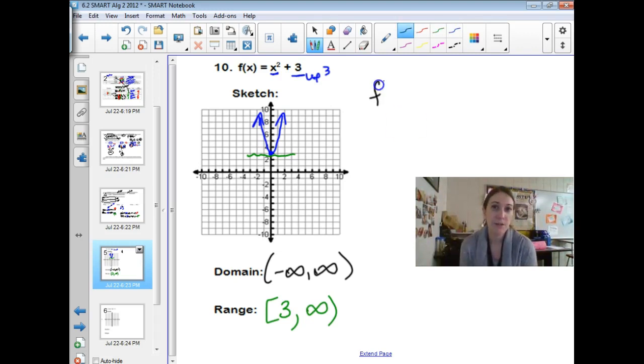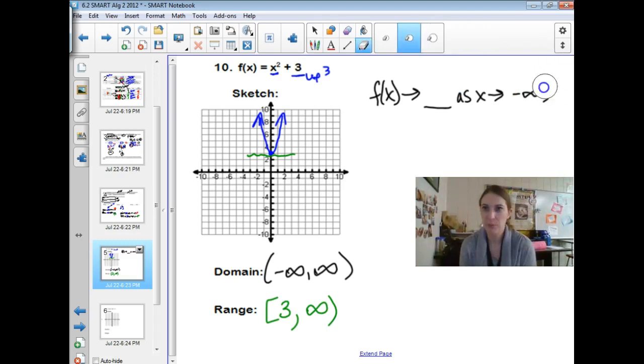Let's quickly talk about the end behavior for this function. So we're going to write out the template. Oops. Oh, I put that there. Parenthesis happy today.